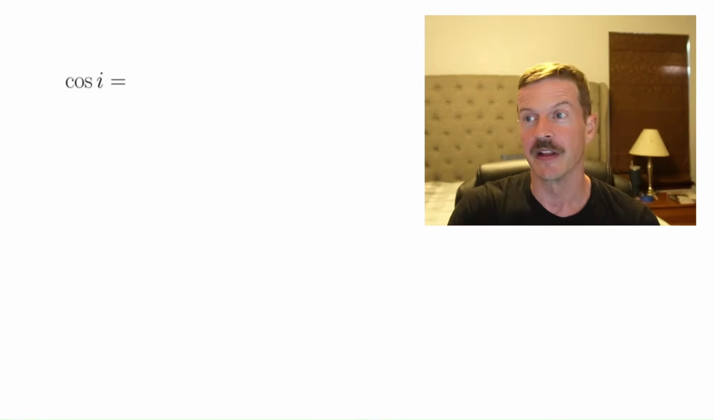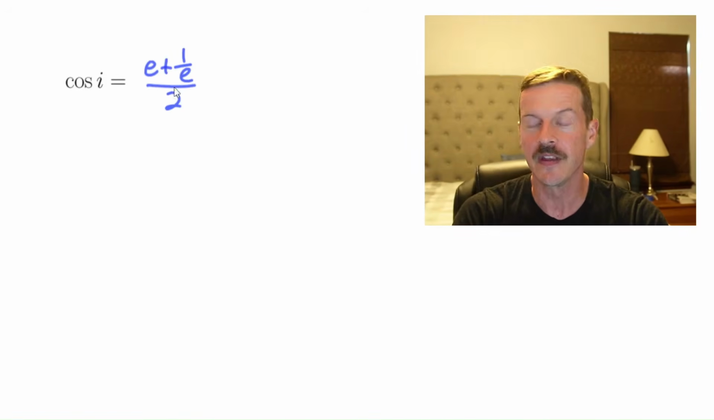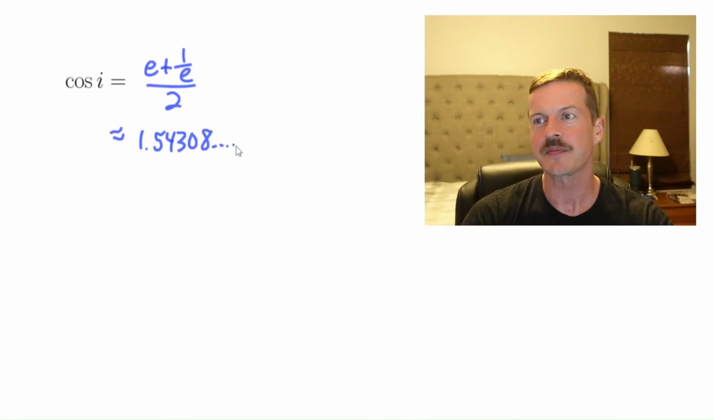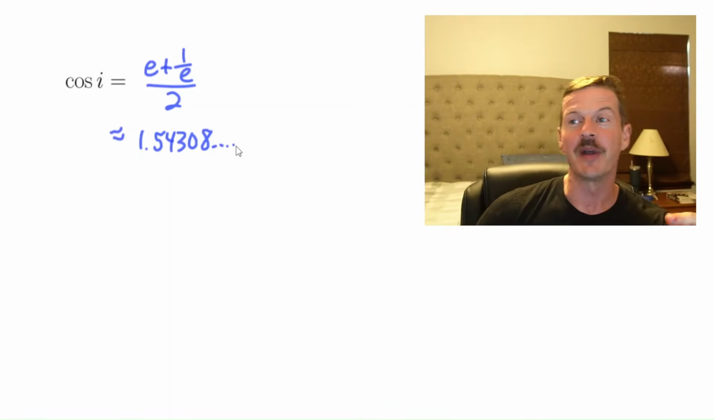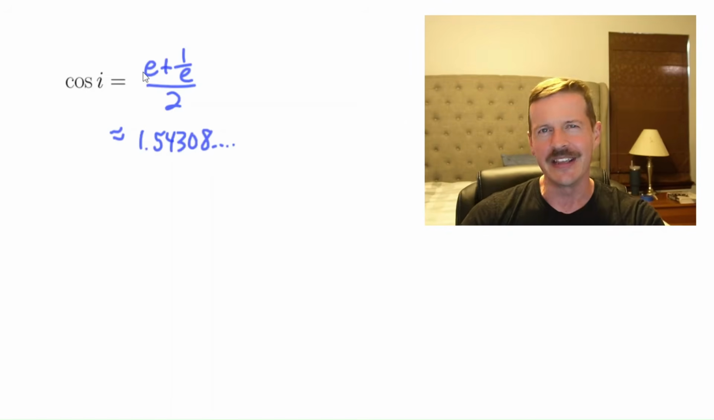But before we go any further, let me just cut to the chase. Cosine of i turns out to be (e + 1/e)/2, which as a decimal is approximately 1.54308... Now, this may seem a bit strange for several reasons. First of all, why is the number e getting involved here? What does cosine of i have to do with the number e?